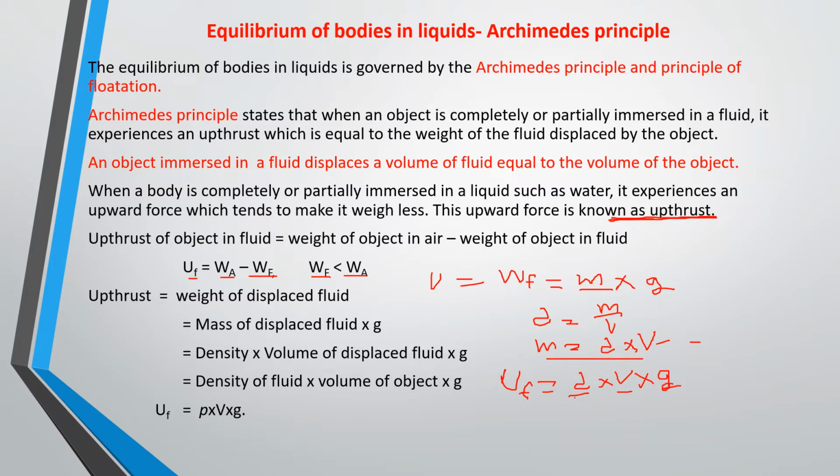Is that okay? So this is the definition of upthrust, and this is the formula for upthrust. I hope that one is clear. So upthrust is density times volume times acceleration due to gravity. All right. So let's go to flotation.